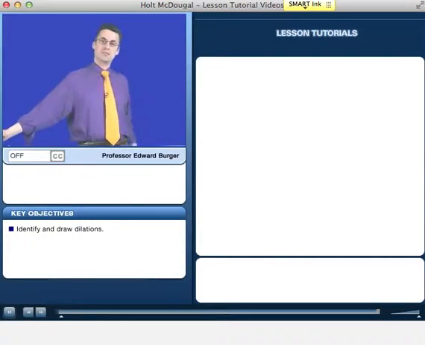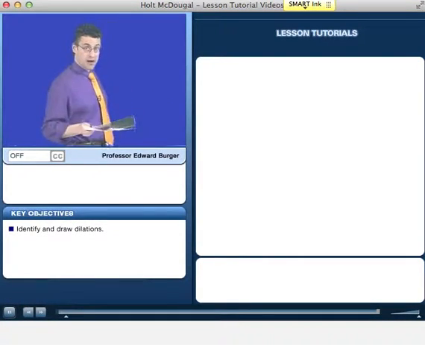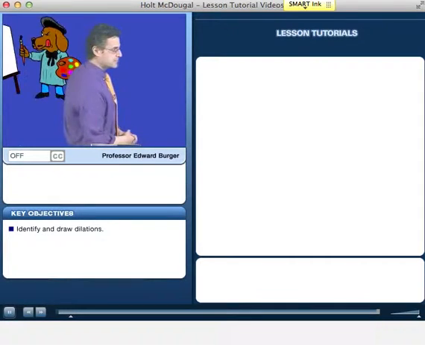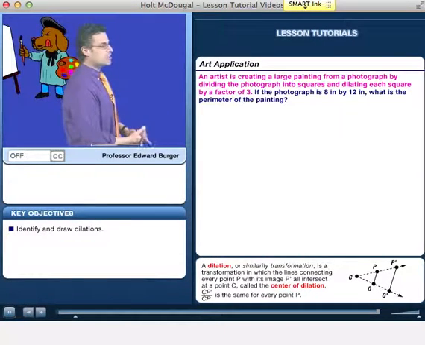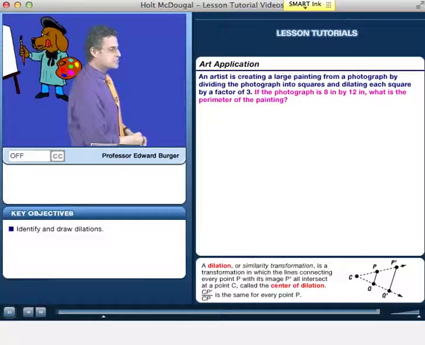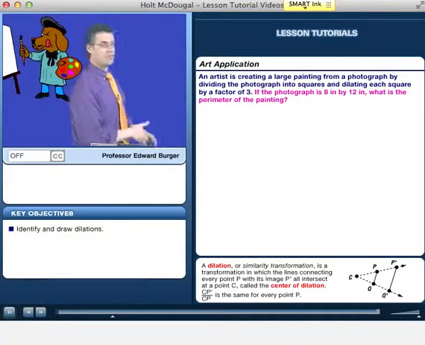Hey, let's take a look at a real-world application where you can see dilations happening right there in front of the eye of an artist. An artist is creating a large painting from a photograph by dividing the photograph into squares and dilating each square by a scale factor of 3. So we're going to make it 3 times as big. If the photograph is 8 inches by 12 inches, what is the perimeter of the painting?